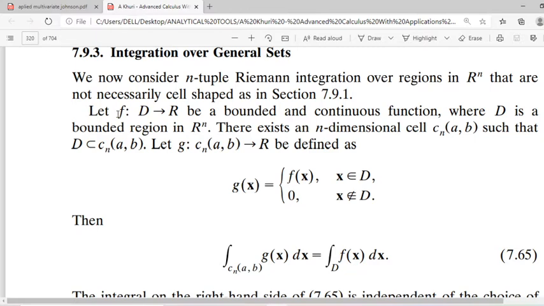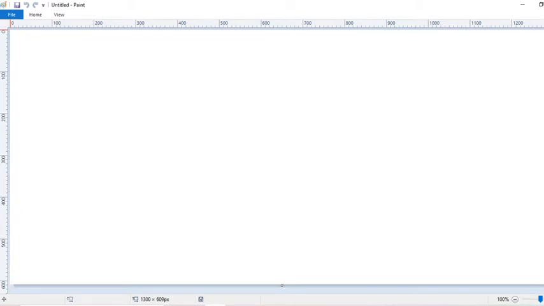So let us consider f is a function from D to R, where D is a bounded region in Rn. Then there exists an n-dimensional cell Cn of a, b in such a way that the cell contains D. For example, I will show you.